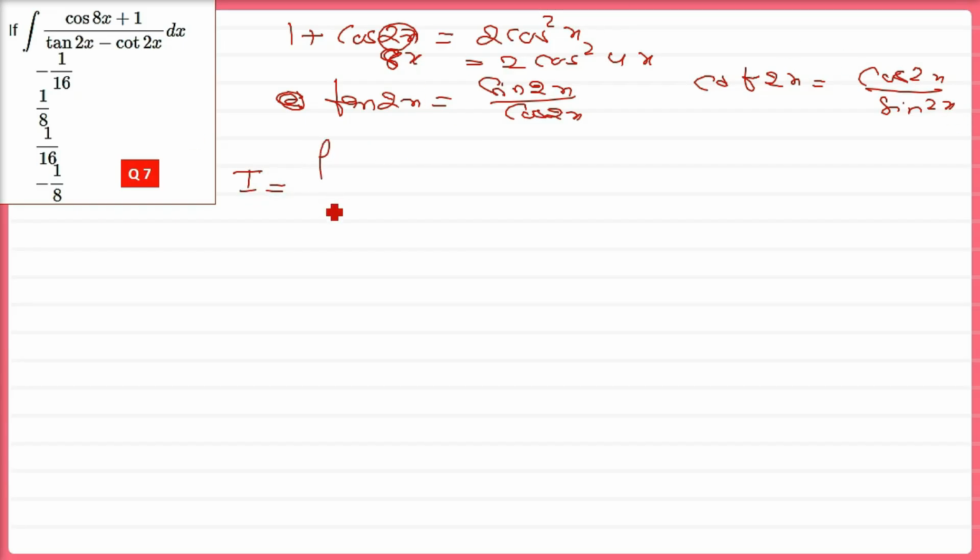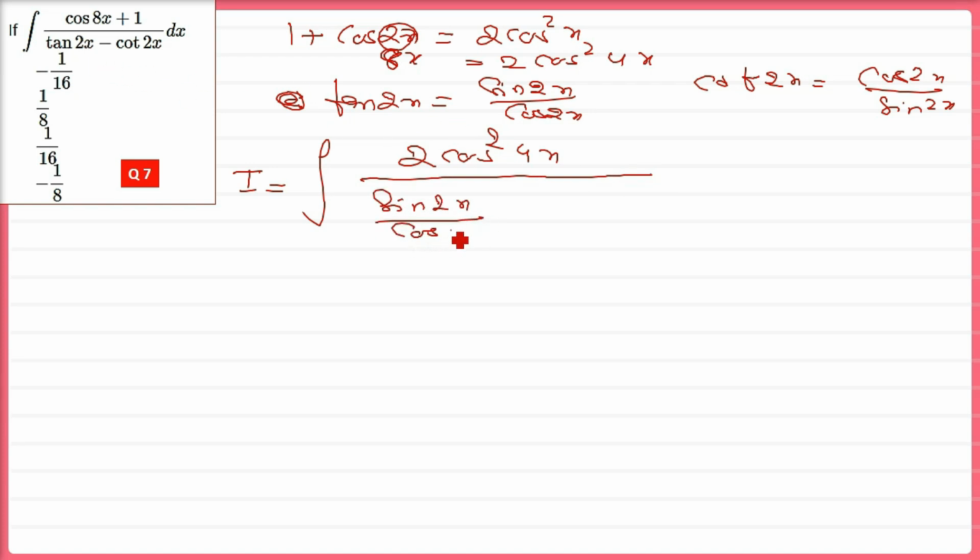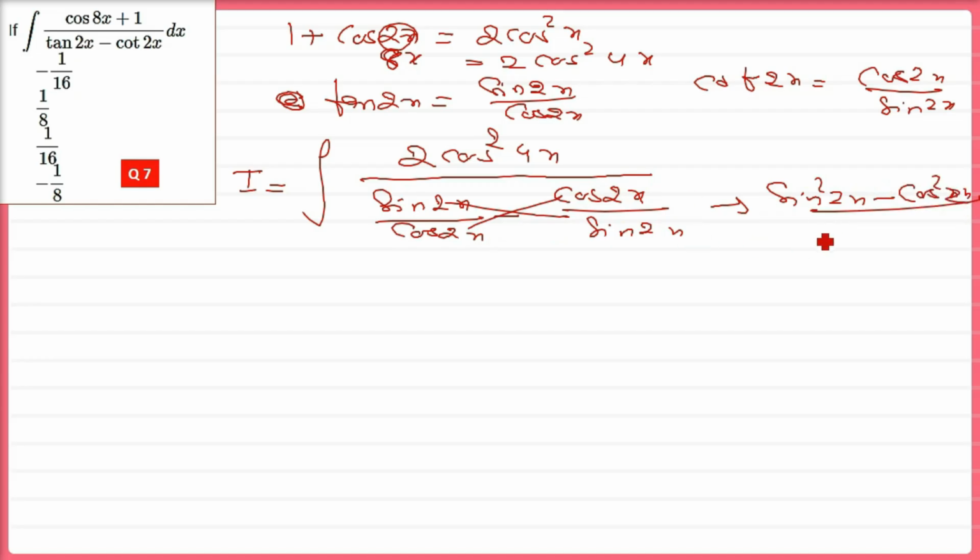Now this tan 2x minus cot 2x, how can this be written? So this integration will be, as I told you, the numerator replaced by 2 cos square 4x. I just showed you, 1 plus cos 8x has taken this shape. Denominator is sin 2x divided by cos 2x minus cos 2x divided by sin 2x. So when you see the denominator, it will be sin square 2x minus cos square 2x, over sin 2x cos 2x. So this sin 2x cos 2x will go up. Let me write it here: integration of 2 cos square 4x, and sin 2x cos 2x goes up.